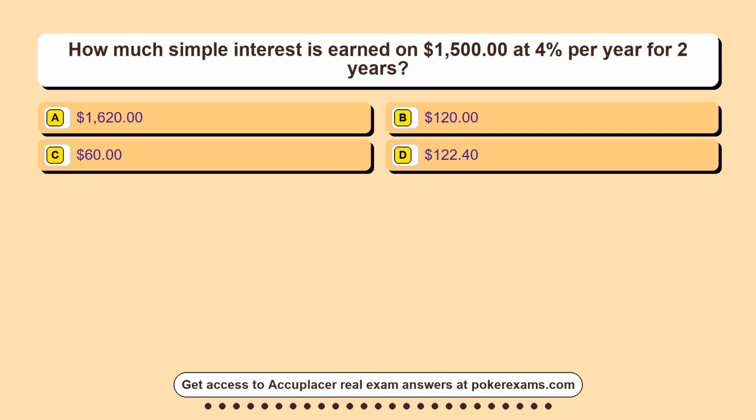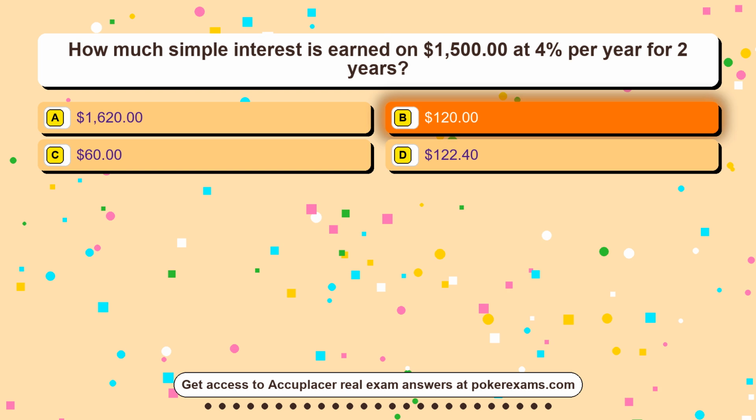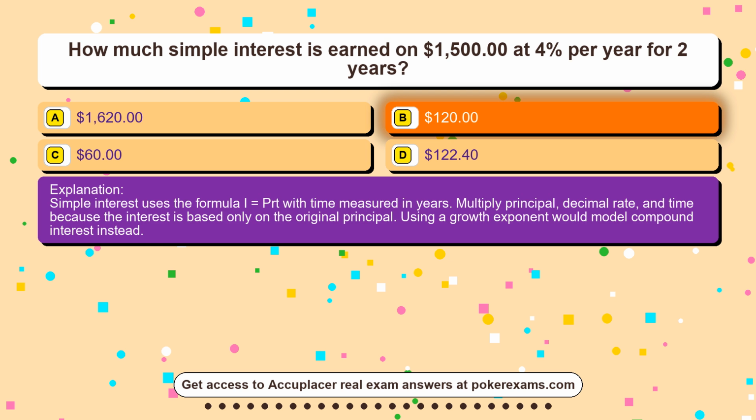Question 13. How much simple interest is earned on $1,500 at 4% per year for 2 years? Option A, $1,620. Option B, $120. Option C, $60. Option D, $122.40. The correct answer is option B, $120. Simple interest uses the formula I = PRT with time measured in years. Multiply principal, decimal rate, and time because the interest is based only on the original principal. Using a growth exponent would model compound interest instead.